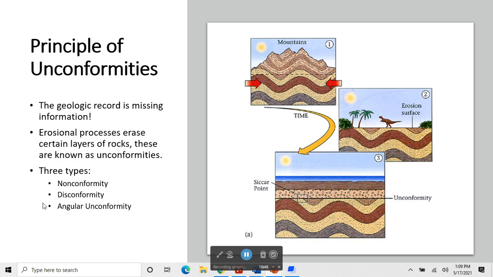We have three types of unconformities that we can have. There's a nonconformity, a disconformity, and an angular unconformity. These are explained in greater detail on the page in Top Hat, so be sure to take a look and read that information.